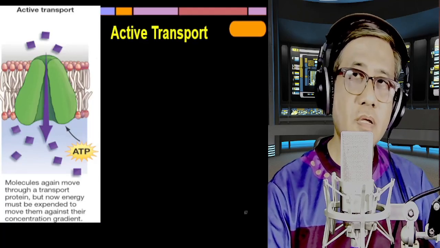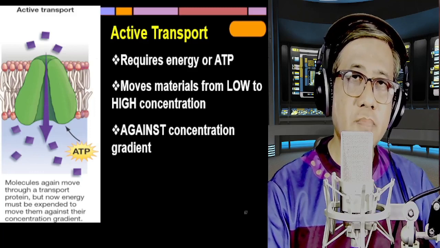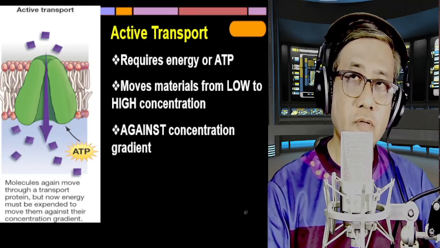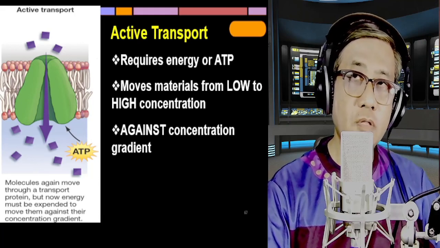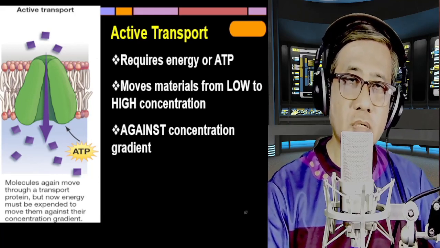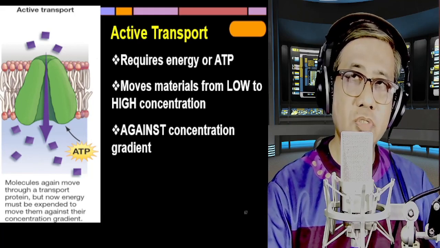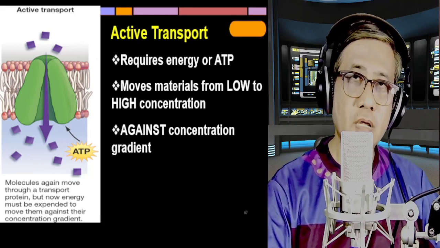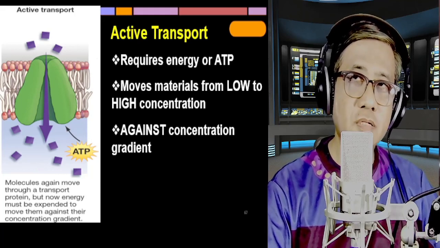Alright, now another type of transport mechanism across the membrane is what we call active transport. In active transport, energy is required in the form of ATP. So energy is needed in the form of ATP in order to transport molecules across the membrane from a region of low concentration to a region of high concentration. That means that the molecules will move against the concentration gradient. This is called an uphill movement of molecules from a region of low to high concentration.